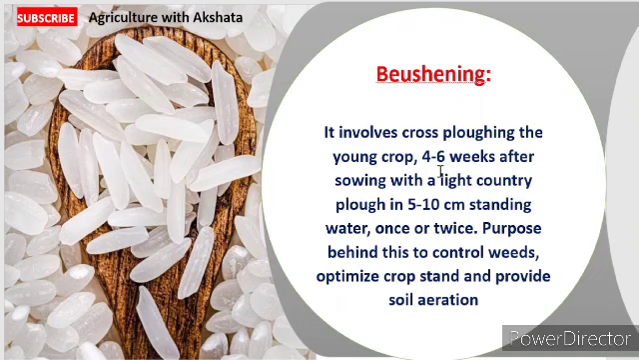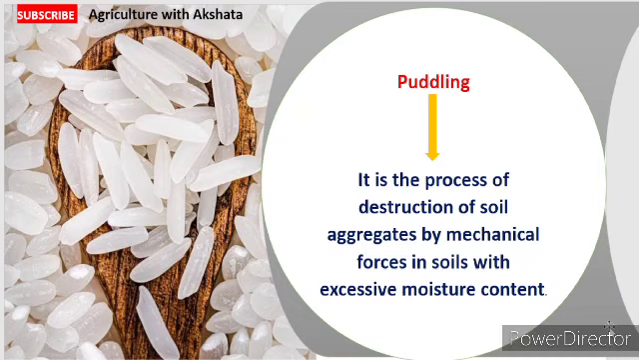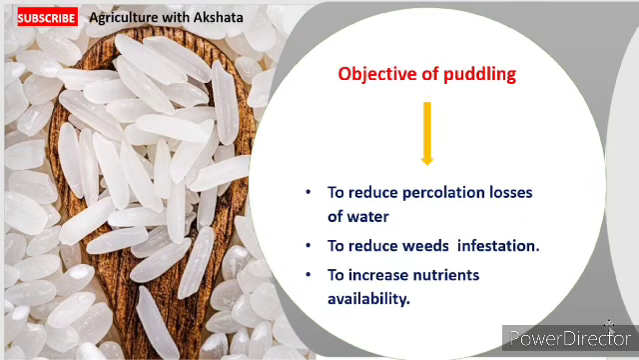Then puddling. Puddling is the process of destruction of soil aggregates by mechanical forces in soils with excessive moisture content. The main objectives of puddling are to reduce percolation losses of water in the field, to reduce weed infestation, and also to increase the nutrient availability to the plants.